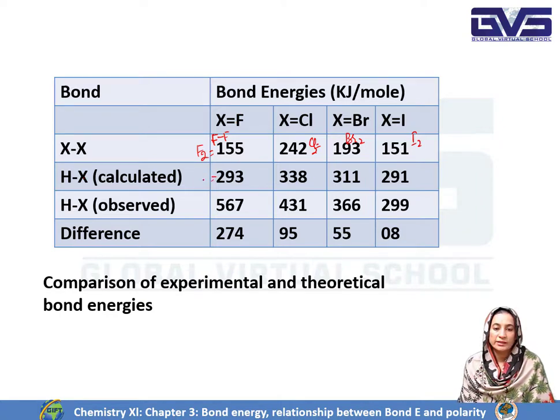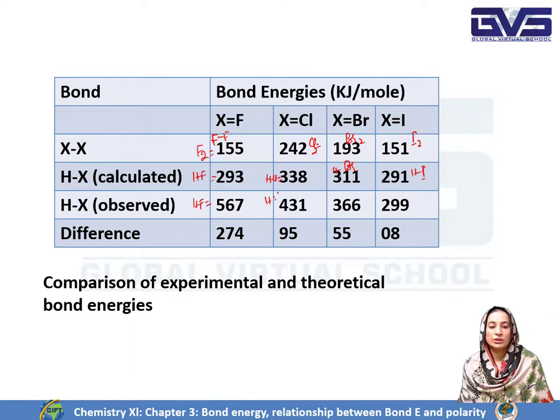So this 293 is for HF, and 338, as we just calculated, is for HCl, and this is for HBr, and this is for HI. And the observed value, calculated from experiment, for HCl we just saw in the previous slide, is 431, and the difference between them is 95. Now if you move back, the difference is greater, 274. It means more ionic character, so it is even stronger. Its bond energy will be greater, like this 567.